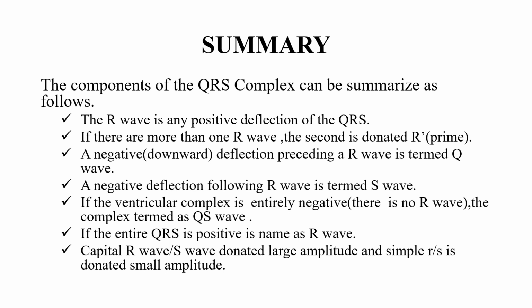If the ventricular complex is entirely negative, the complex is termed as QS wave. If the entire QRS is positive, it is named as R wave. Capital letters are used to designate relatively large amplitude waves, and simple letters are used to label relatively small amplitude waves.